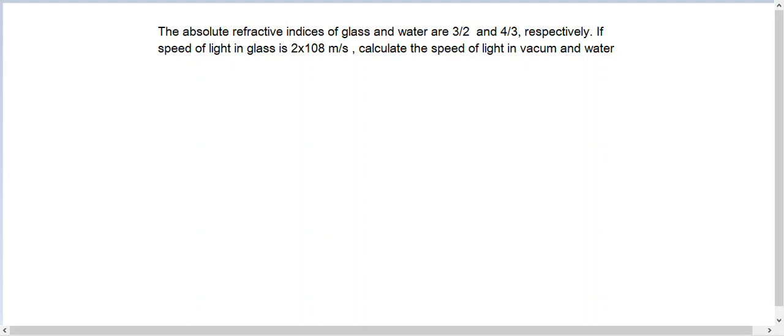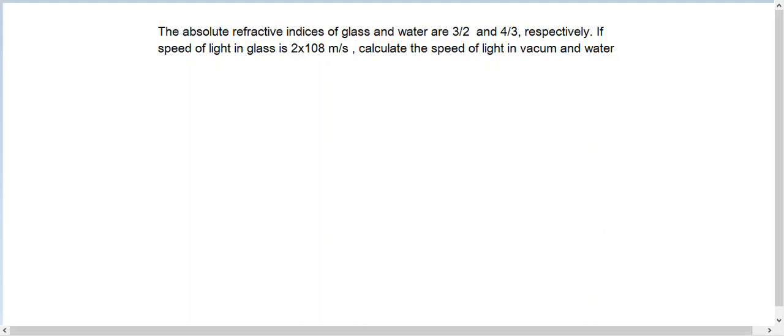So let's go through it. The absolute refractive indices of glass and water are 3 by 2 and 4 by 3 respectively. If the speed of light in glass is 2 into 10 raised to the power 8 meter per second, calculate the speed of light in vacuum and water.